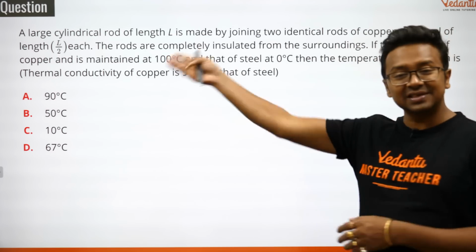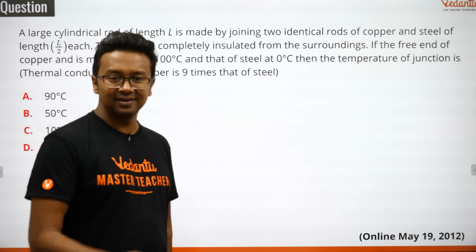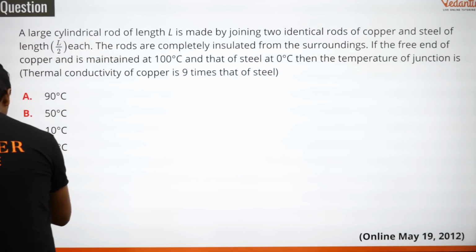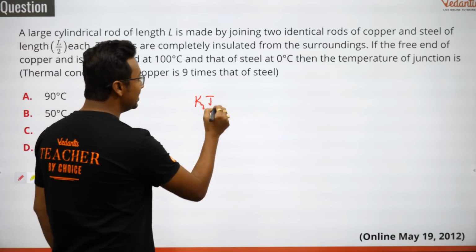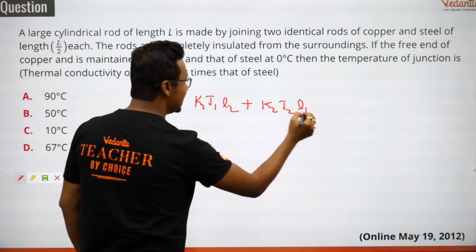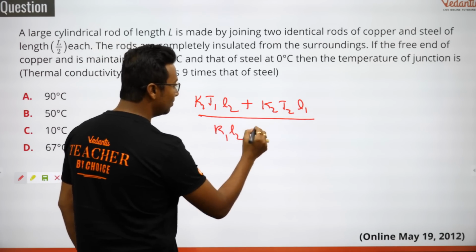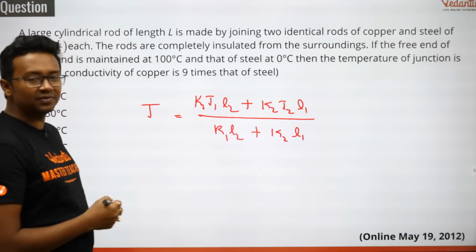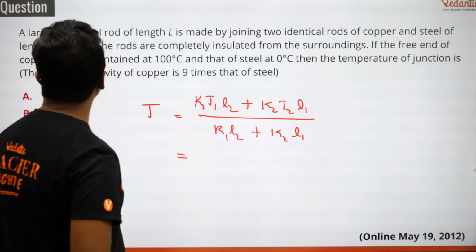Okay, so guys, you just learnt a formula, apply it directly from there. Didn't you learn the formula? Just now you got that. (K1 T1 L2 + K2 T2 L1) divided by (K1 L2 + K2 L1). Temperature of the junction. There is a formula out here. Okay, so just put down these formulas.